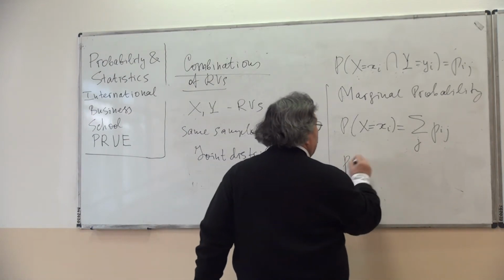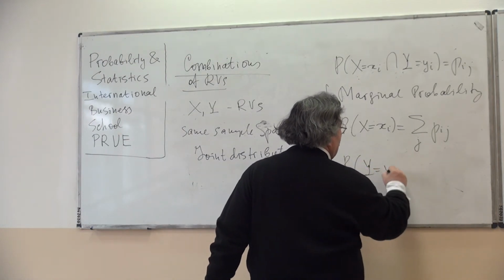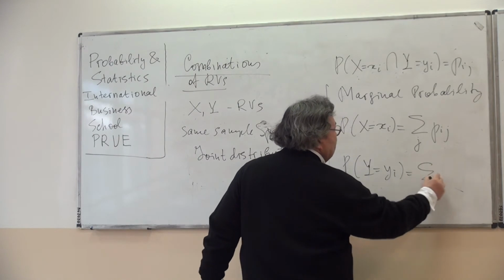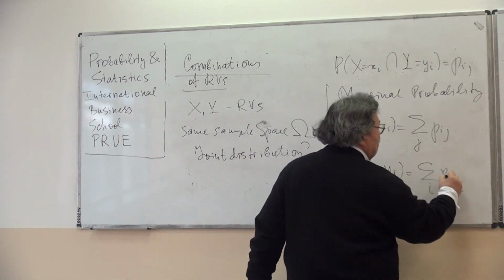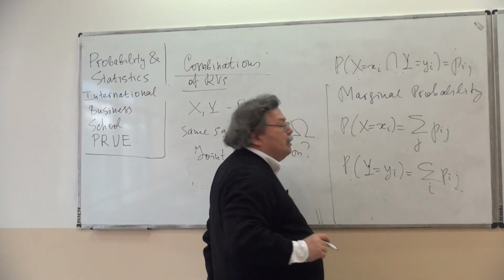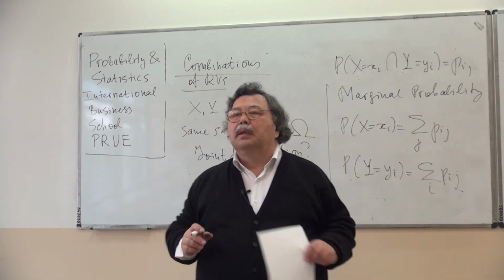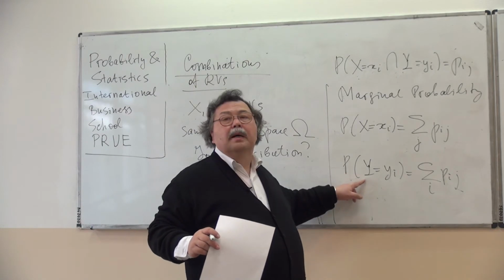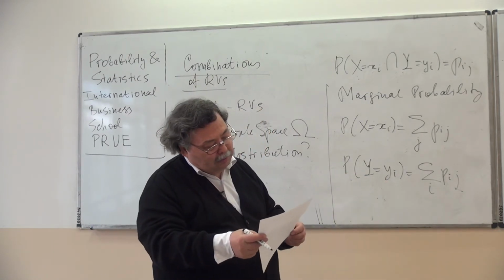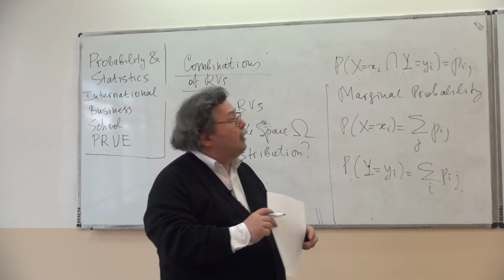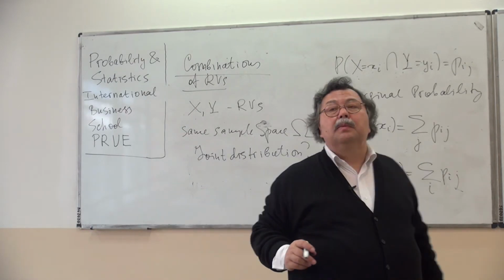And in the same way, if we sum up over this other index, what we get as a result is the marginal probability for this y random variable taking on a value y sub i. All right. Now, why do we need this stuff?